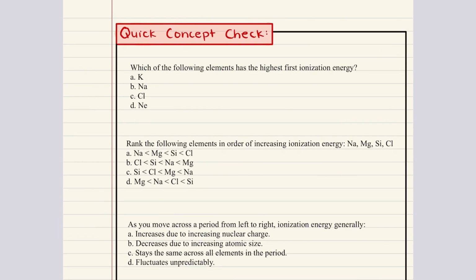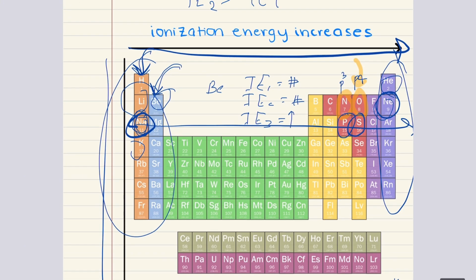This first problem here says, which of the following elements has the highest first ionization energy? Potassium, sodium, chlorine, or neon? Let's go ahead and identify where these elements are on the periodic table, and then we can answer the question with that information. Here is potassium right here. Here is sodium. Then we have chlorine over here, and then neon.